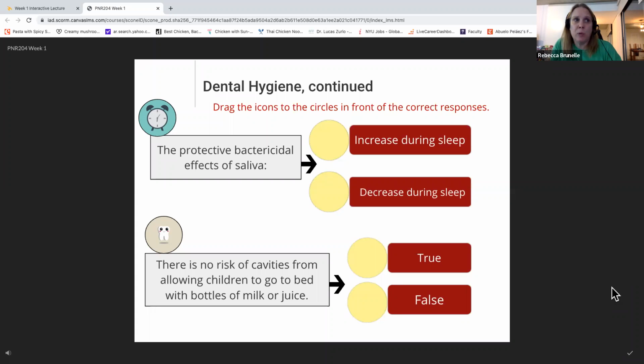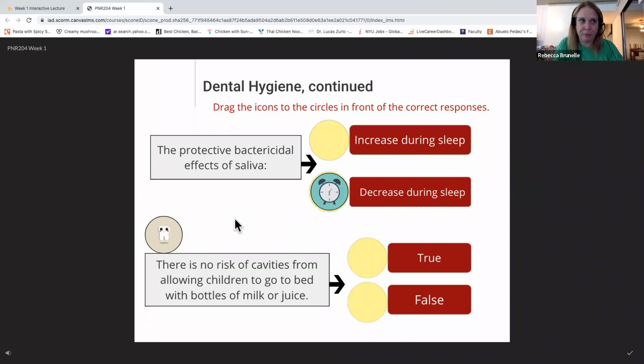So this is a little bit more about dental hygiene. This is just a 50-50. We haven't talked about it, I don't expect you to necessarily know it, but the saliva in your mouth does help kill bacteria. Do you think you have increased protection from your saliva during sleep or decreased? Decrease? Increase? It's actually decreased. And why do you think that is? I think it's because when you eat, you produce more saliva, right? So when you're putting stuff in your mouth, you're producing saliva and you're going to get some of that benefit.